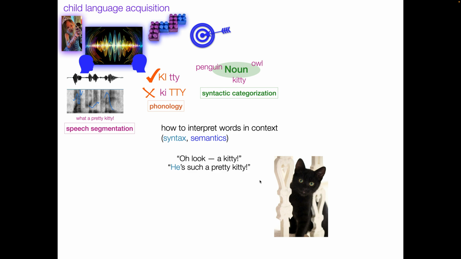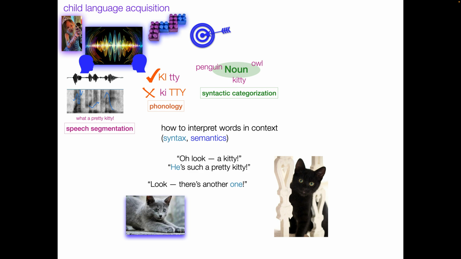And here's a continuation of this conversation. Look, there's another one. Oh, another what? Well, maybe it's another pretty kitty. Maybe it's just another kitty, but again, given your knowledge of syntax and semantics, it's likely not another wombat, given this linguistic context, right? So you're converging on how to interpret these pronouns, these sorts of words, in the context in which they occur.